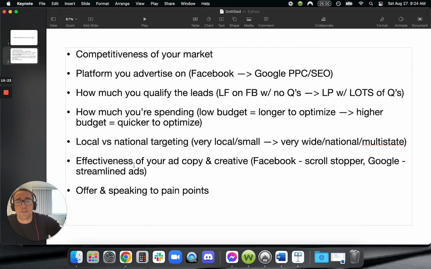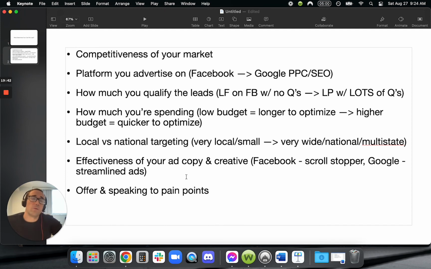Okay, and then let's say that your ad copy is really, really effective, right? It's getting lots and lots of clicks, getting lots of attention, and you're also speaking to people's pain points, right? So you could see that would basically be getting you a lot of leads, but they wouldn't be that qualified. Does that make sense?